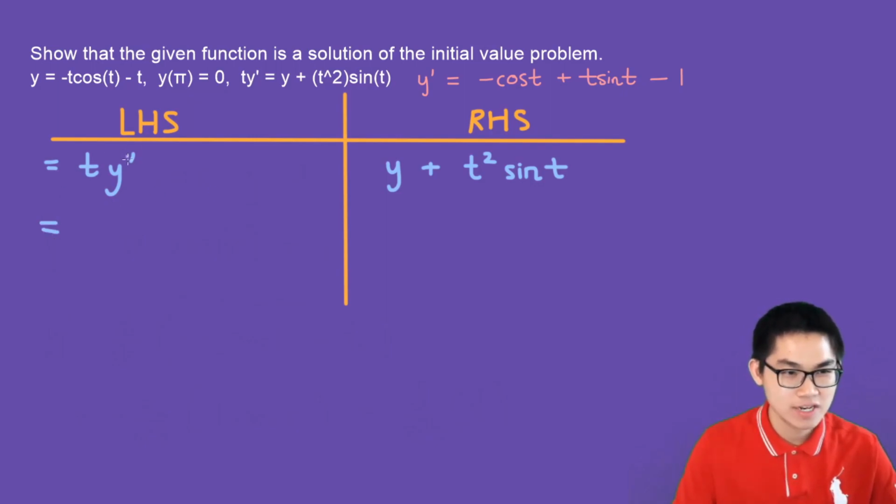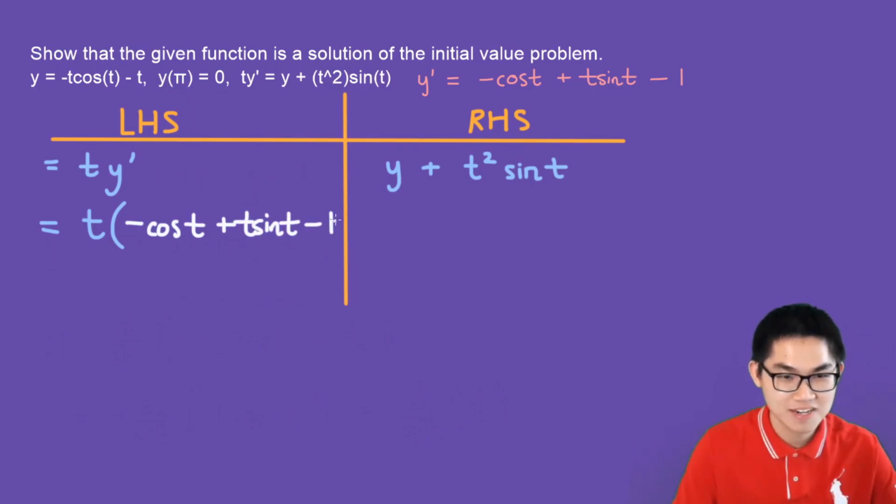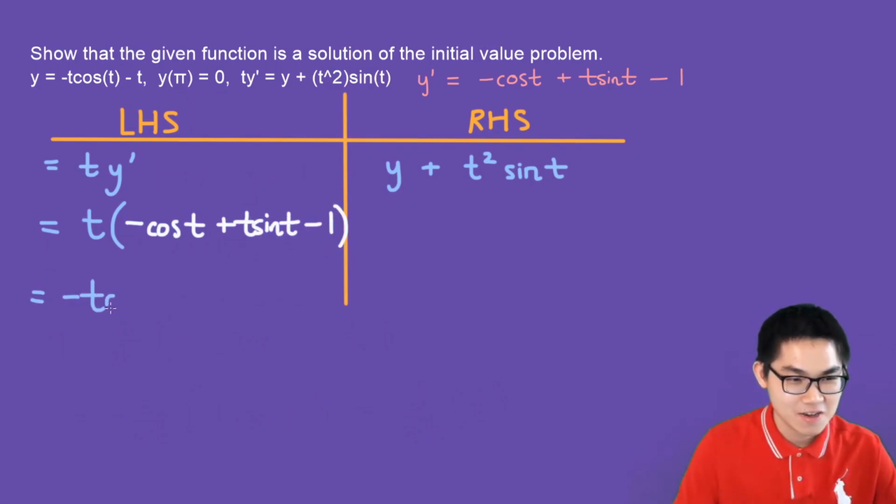And let's plug it into the left-hand side. We have t times y prime. And what is y prime? y prime is this. So negative cosine of t plus t sine of t minus 1. So we have a negative t cosine of t plus t squared sine of t minus t.